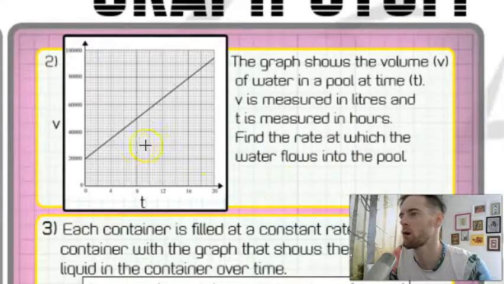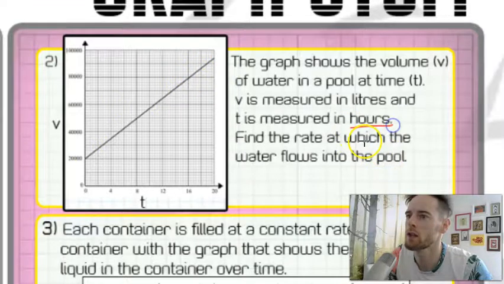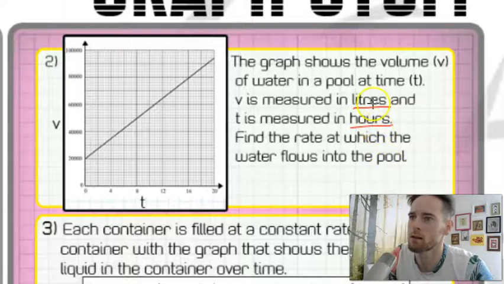So this pool is being filled up with water at a constant rate. You can see that because the line is a straight line. Now let's first of all think about what the units of our answer are going to be. We have t measured in hours and volume measured in litres. Those are the combined units of our answer. We're going to smash them together, compound units. So it's going to be litres per hour, L/h. And that is the units.